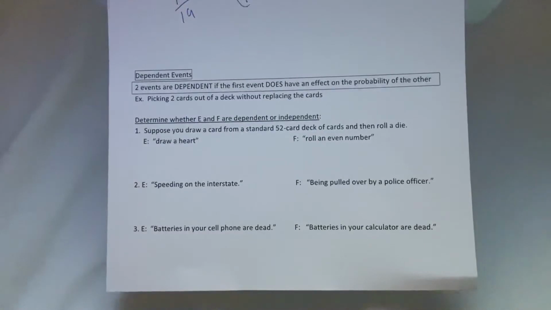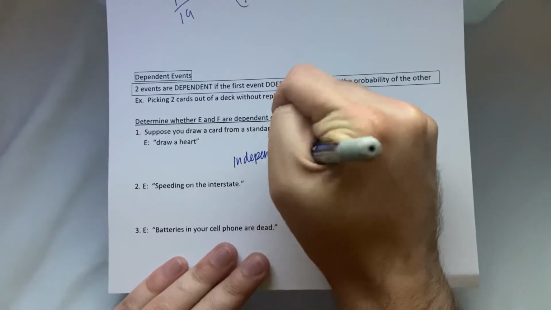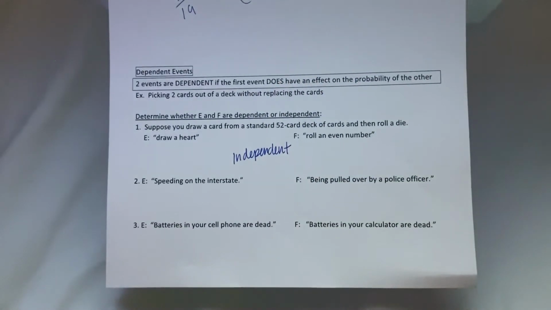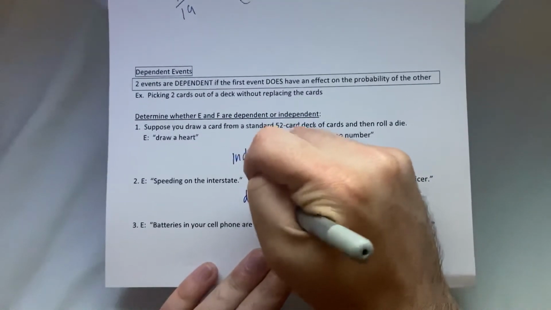Drawing a heart and rolling an even number. Can one of those affect the outcome of the other? Probably not, so I would say they're independent. Speeding on the interstate and being pulled over by a police officer. Now, some would say those have nothing to do with each other. I would beg to differ. These are dependent.